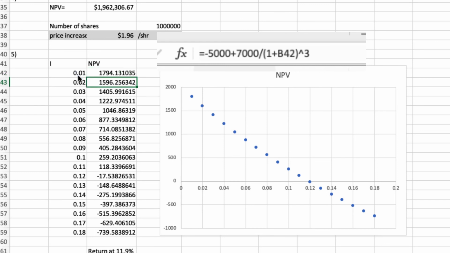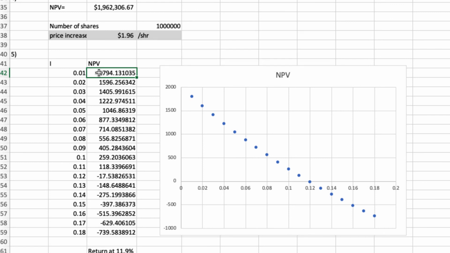In this case it was 1%, and that gives me the net present value of this investment at the various interest rates. I just dragged that down and went up to 18%. I can see here that somewhere between 11 and 12% it goes to 0. It looks like the interest rate at which we cross 0 is about 12%, probably a little bit lower than 12%, because it's negative right there, negative 17, so maybe 11.9%. That's the internal rate of return, and that's how you use the graphical method to solve these problems.